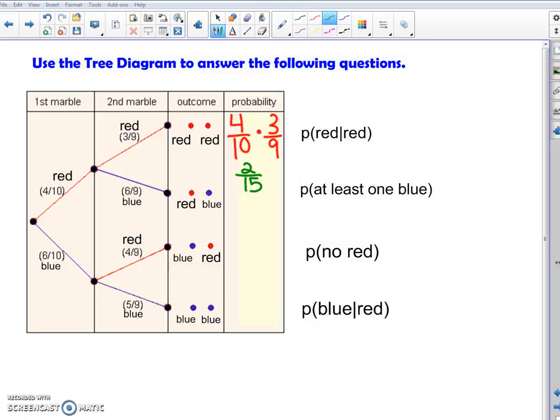So we're going to do the same thing for all the rest of them. The probability of picking a red and then picking a blue is going to be 4 out of 10 for that first red marble. And you're going to multiply that by 6 over 9 for that blue marble. When you do that, those multiply to 24 over 90, which reduces to 4 over 15.